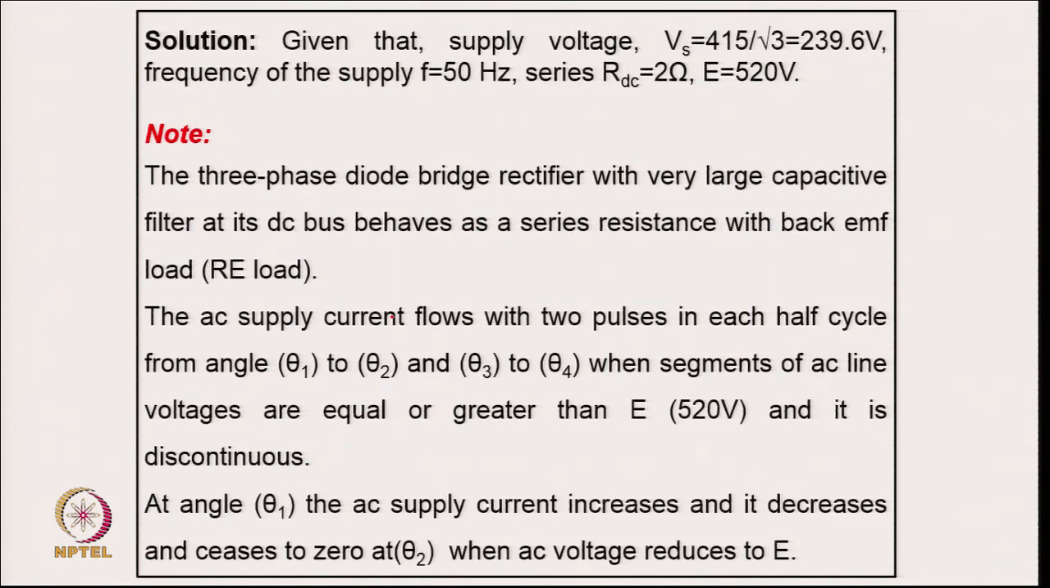So, coming to the solution part of the 3-phase rectifier with large capacitive filter, we have a series resistance and back EMF. The AC supply current flows in 2 pulses in each half cycle, from theta 1 to theta 2 and theta 3 to theta 4, where the segments of AC line voltage are equal to or greater than the back EMF, that is your 520 volt. At angle theta 1 the supply current increases, and it decreases to 0 at theta 2.